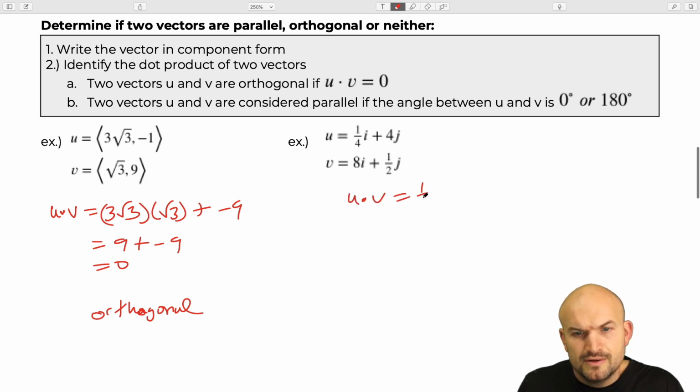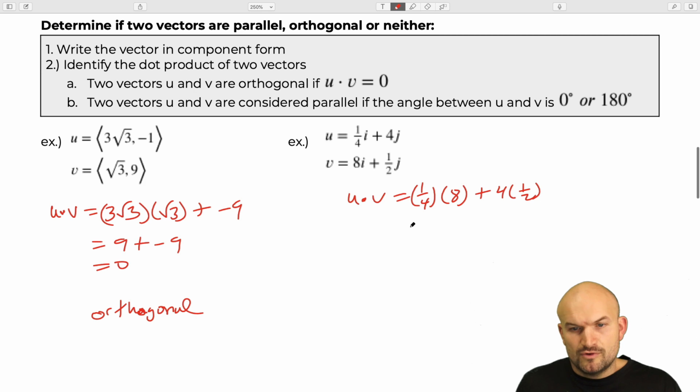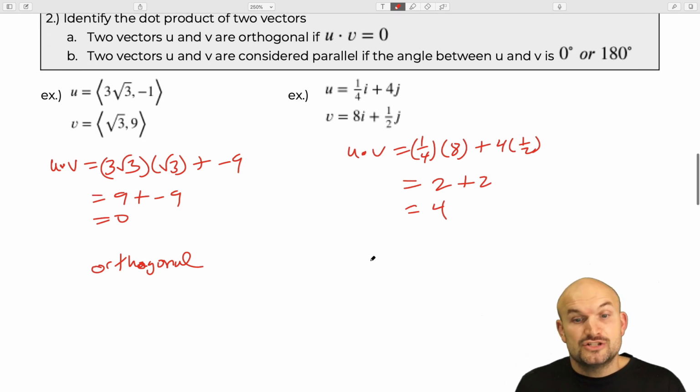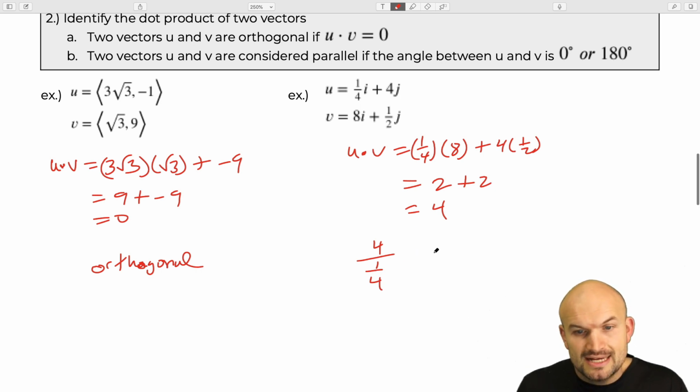All right, so the next one is, again, let's do u dot v. So this is going to be 1/4 times 8 plus 4 times 1/2. Okay, so 1/4 times 8 is going to be 2. 4 times 1/2 is going to be 2. Well, they both equal 2, but again, you're adding them to equal 4. So now let's just go ahead and check the slope. So 4 over 1/4, is that going to be the same as 1/2 over 8? Well, again, what we could do is multiply by the reciprocal, right?